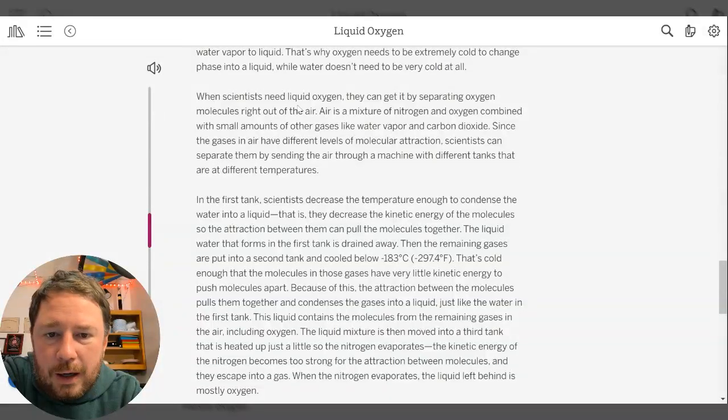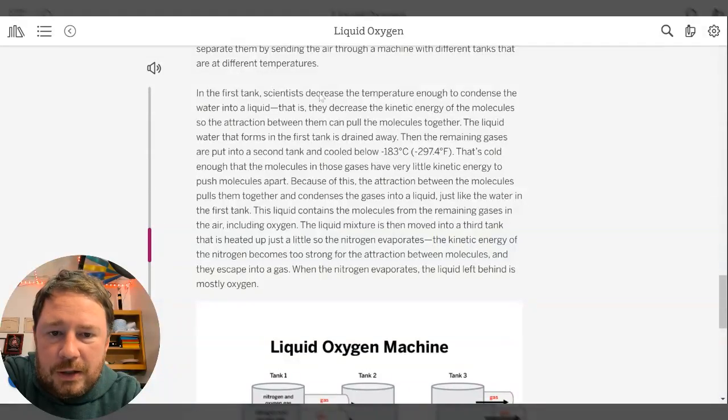When scientists need liquid oxygen, they can get it by separating oxygen molecules right out of the air. Air is a mixture of nitrogen and oxygen combined with small amounts of other gases, like water vapor and carbon dioxide. Since the gases in the air have different levels of molecular attraction, scientists can separate them by sending the air through a machine with different tanks that are at different temperatures. In the first tank, scientists decreased the temperature enough to condense the water into a liquid. That is, they decreased the kinetic energy of the molecules so the attraction between them can pull the molecules together. The liquid water that forms in the first tank is drained away.